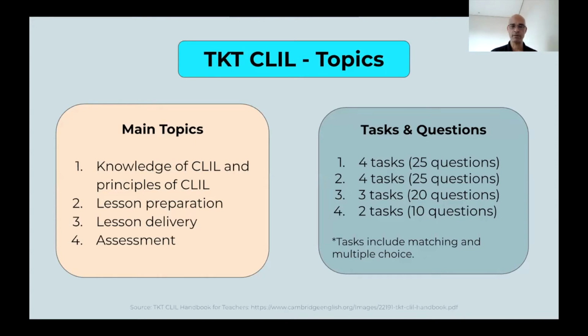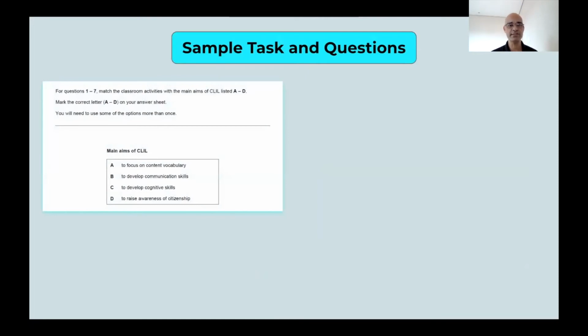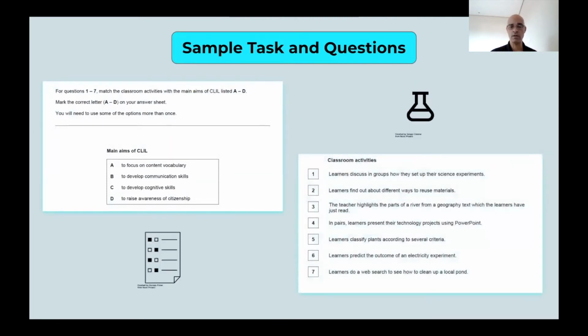Let's see an example of a question, of a CLIL question. So here you have the first task from a sample test. For questions 1 through 7, match the classroom activities, which you will see here on the second screenshot, with the main aims of CLIL listed A through D. So on the first picture, which is slightly above, you see the 4 aims of CLIL, A, B, C, and D. Focus on content, develop communication skills, develop cognitive skills, and raise awareness of citizenship.